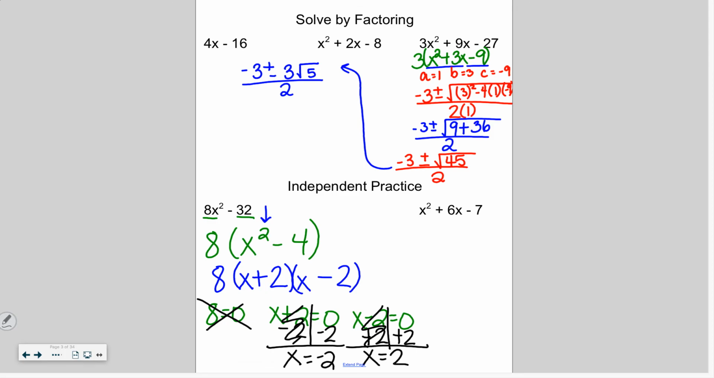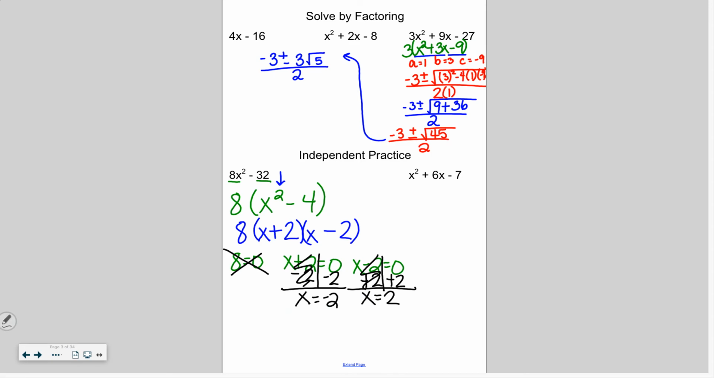Now you can write this one of 2 ways. You can write it the way you see it right here. Or you may see it on a test or something, plus minus 2. Just make sure that plus minus is there. Okay?